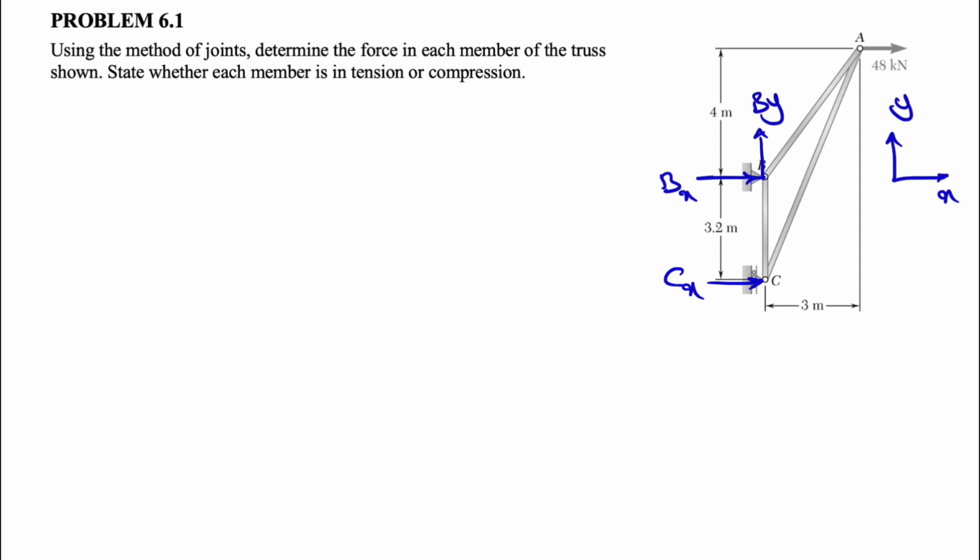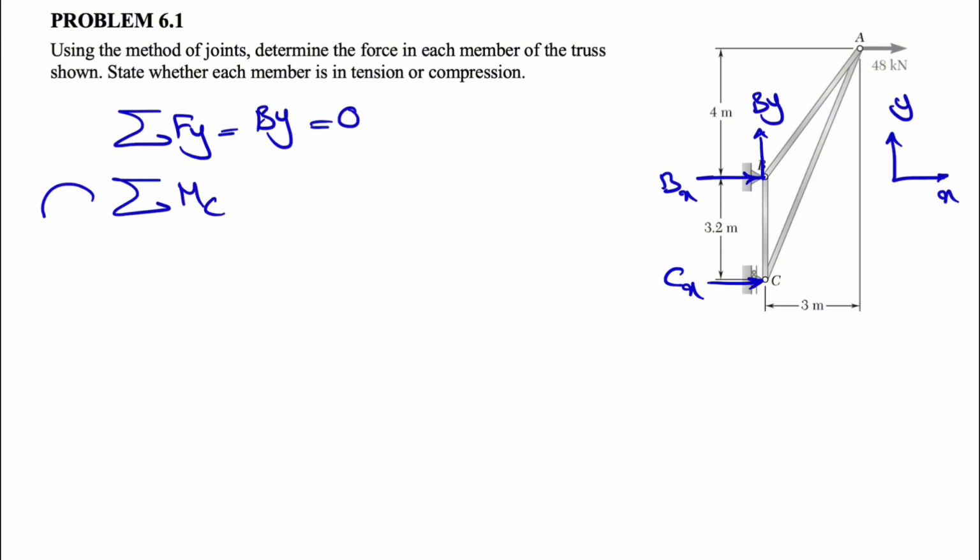And let's figure out the unknowns here. So we are in equilibrium, we can use the equilibrium equations, which are sum of all forces equals 0, and same for the moment. So we're going to start with sum of all forces in Y direction. If we look at it, we'll see that By is the only force that we have in Y, meaning By is 0, and if we go with our moment equation, either about point B or C, we can find one of the unknowns. So let's do the moment about point C.